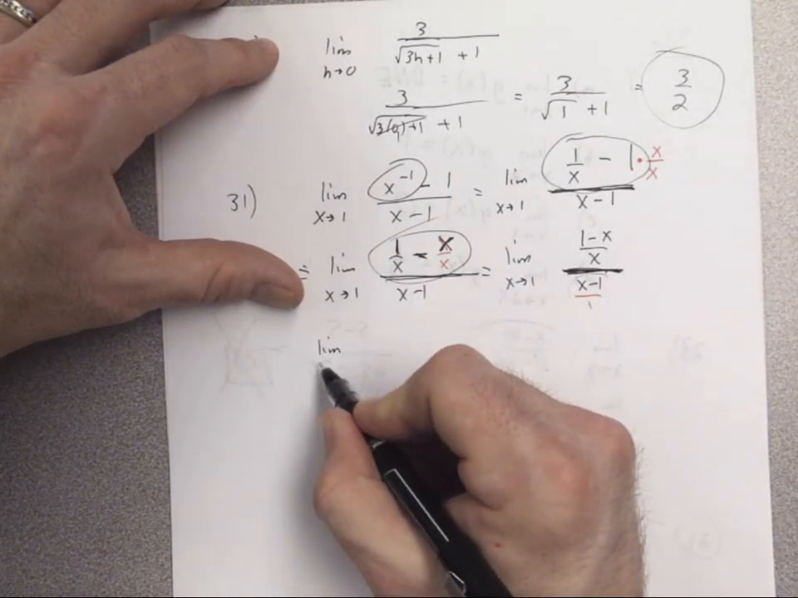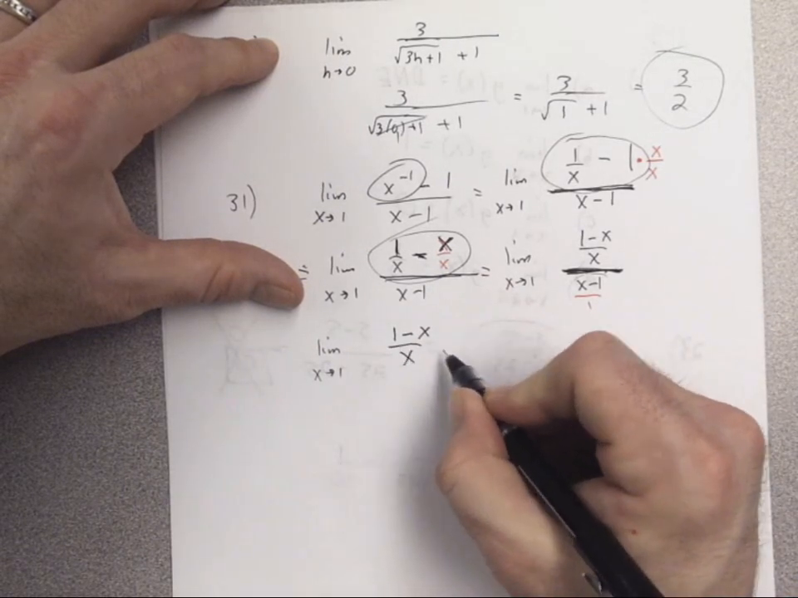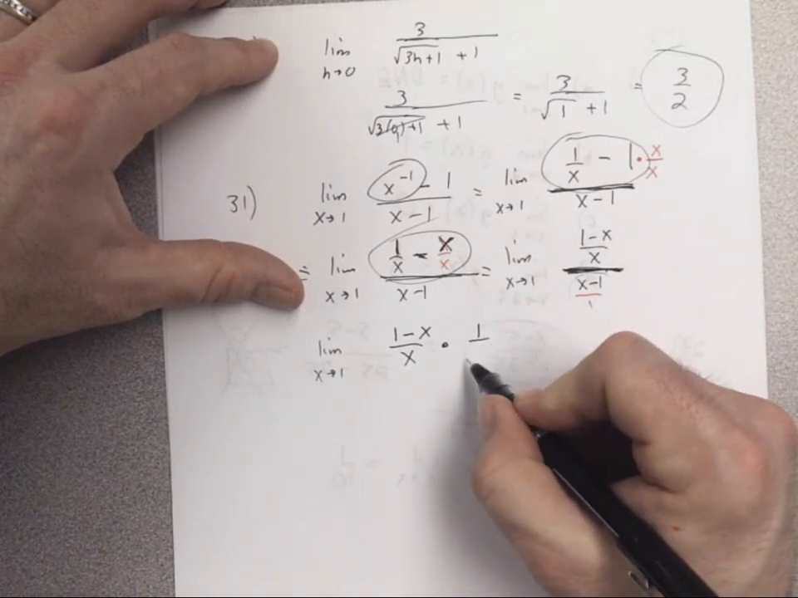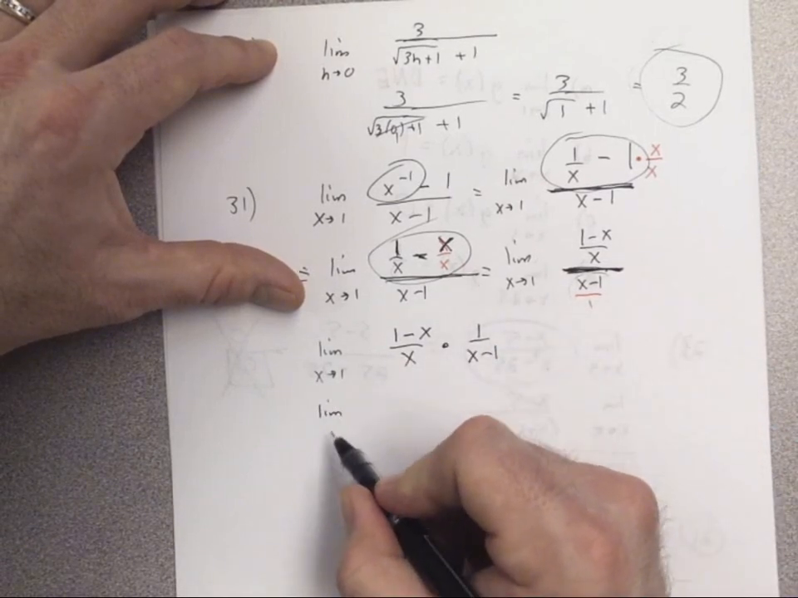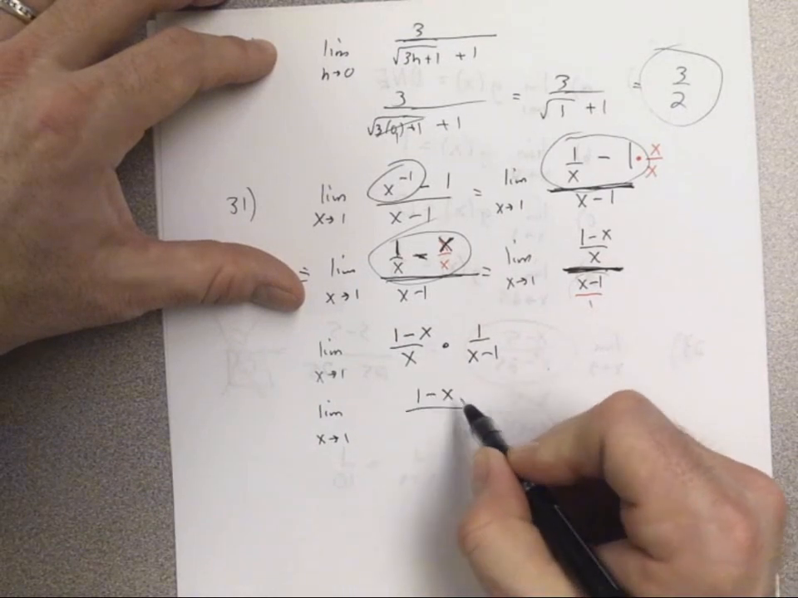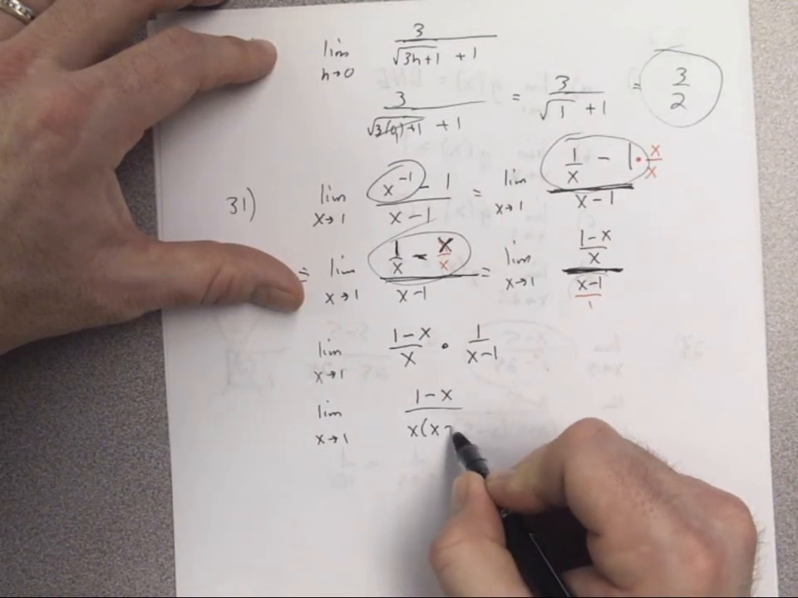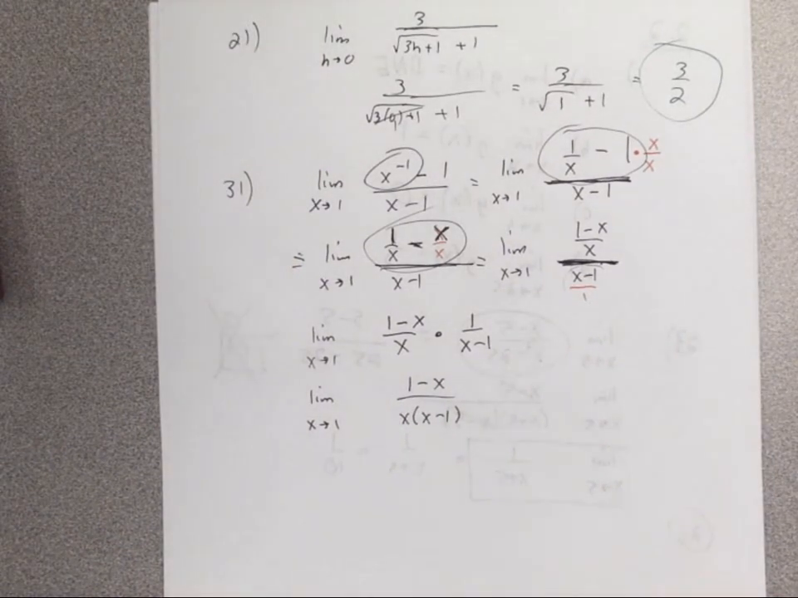So this is going to be the limit as x approaches 1 of 1 minus x all over x. I'm going to multiply by the reciprocal of the denominator. So when I combine these terms, I want to look at what these factors look like. So this is going to be 1 minus x, and the bottom is going to be x times x minus 1, right? We're very, very, very close.